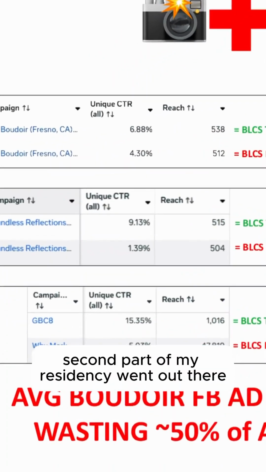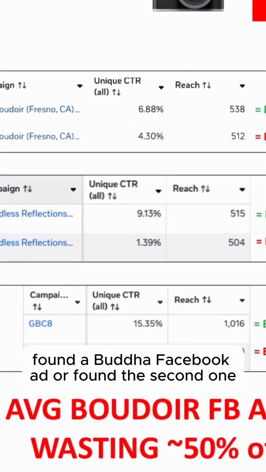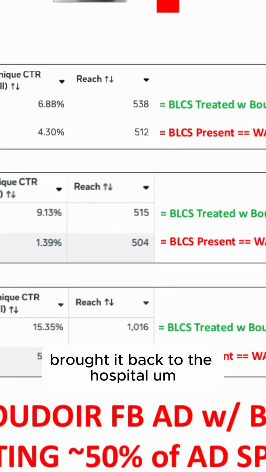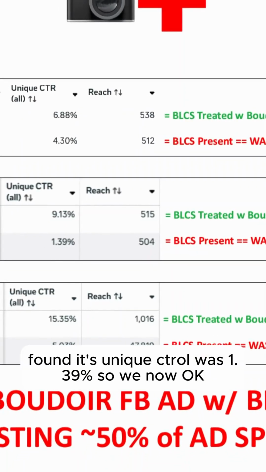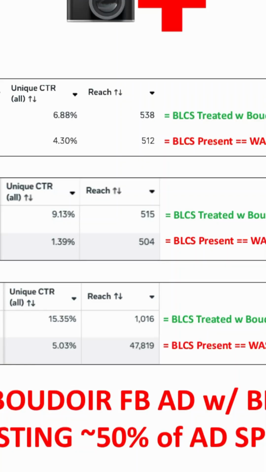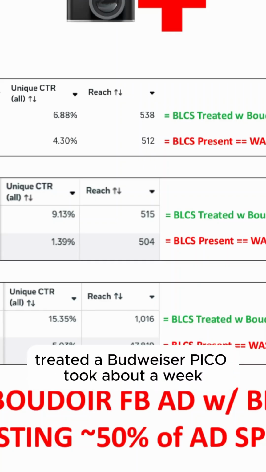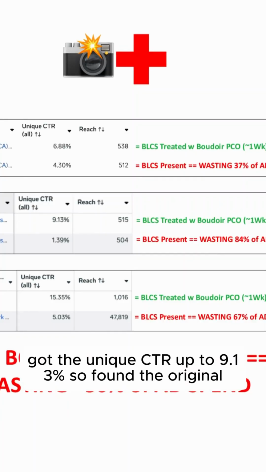Second part of my residency, went out there, found a Boudoir Facebook ad, or found the second one, brought it back to the hospital, tested it, found its unique CTR was 1.39%. So we know, okay, BLCS is present because unique CTR is under 6%. And we actually duplicated, treated with Boudoir Pico. Took about a week. Got the unique CTR up to 9.13%.